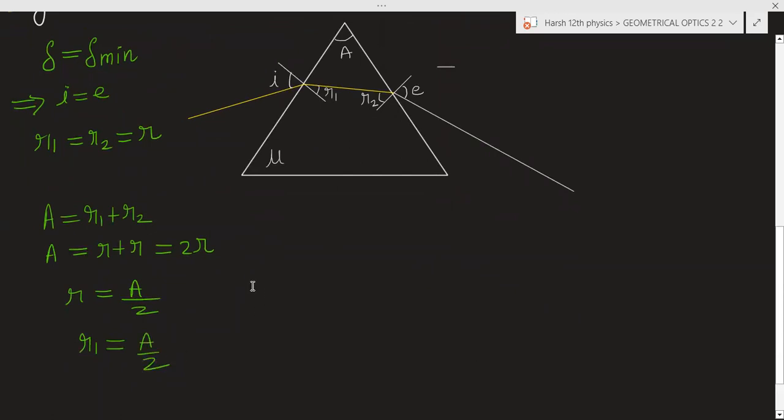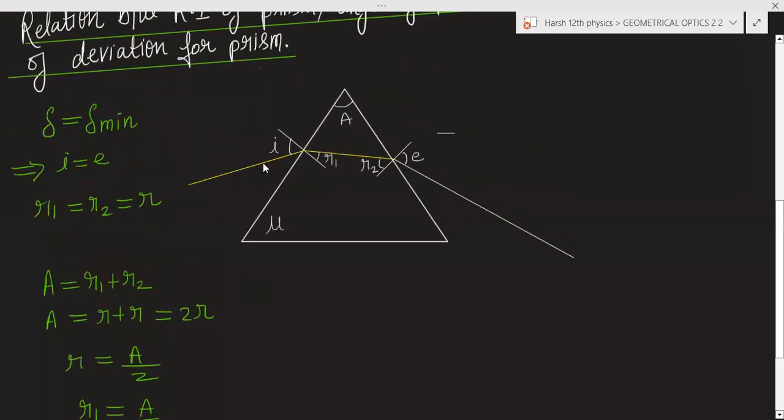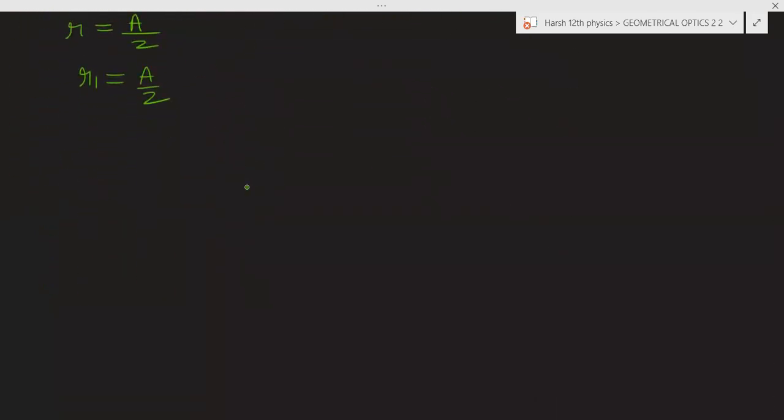After that, for this ray, if you find the angle of deviation, del is equal to I plus E minus A. This del is del minimum. And we know that I and E both are equal. So I can write this as I, and E is also equal to I. So it will become 2I minus A.